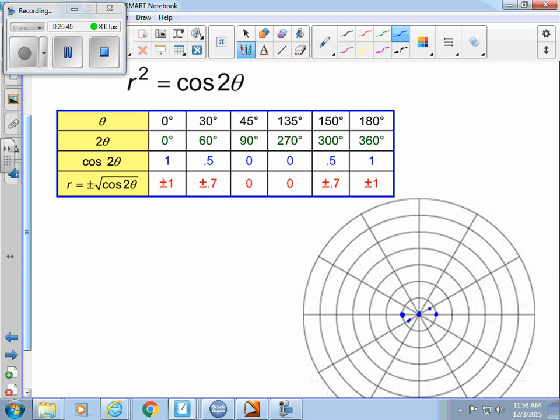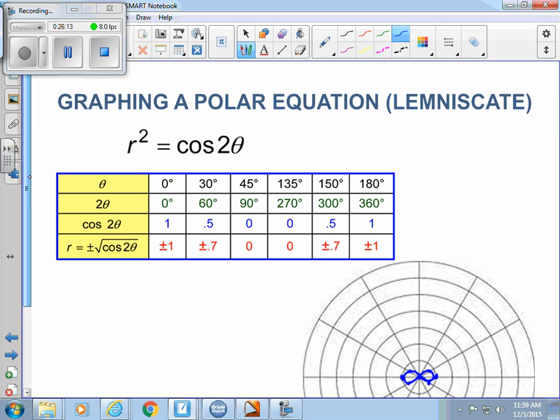So 135 is here. 150, I get plus or minus 0.7 again. And 180, I get plus or minus 1 again, and then you're going to get a repeating pattern on what you can do. So it's like an infinity symbol. It's called a lemniscate. I could be saying that incorrectly. I have looked up the pronunciation several times, and I still struggle with it. It's French. Yeah.